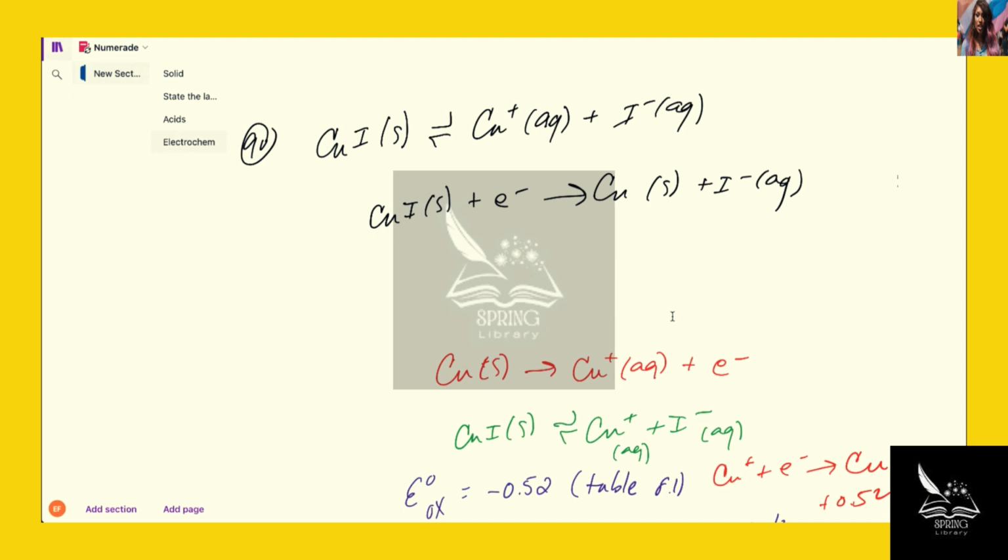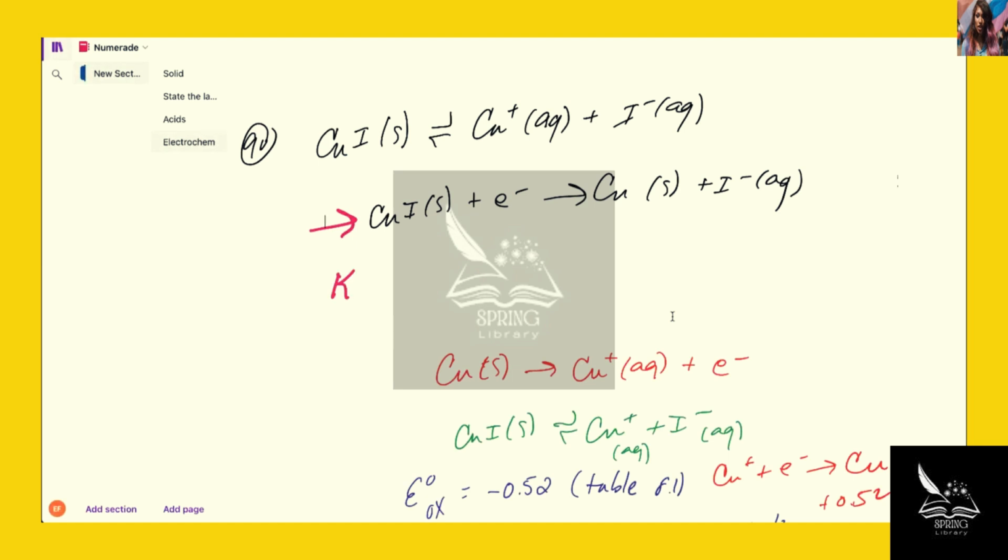So for this problem, we're given the solubility product constant for copper 1 iodide, and we're asked to find E0 for some other reaction. Well, copper 1 iodide dissolving is a redox reaction, and this equation here is the reduction half reaction. So let's just start looking at what we have.